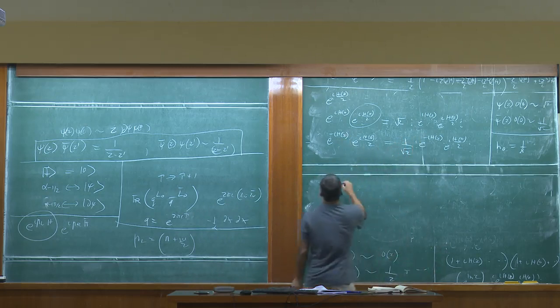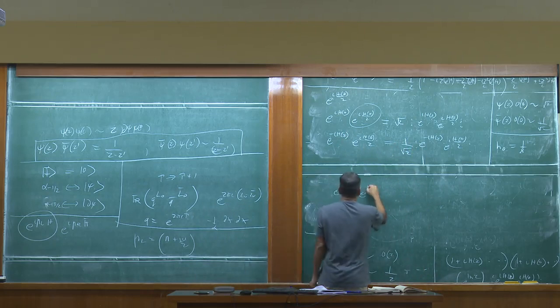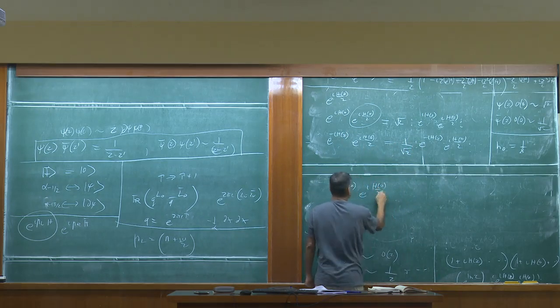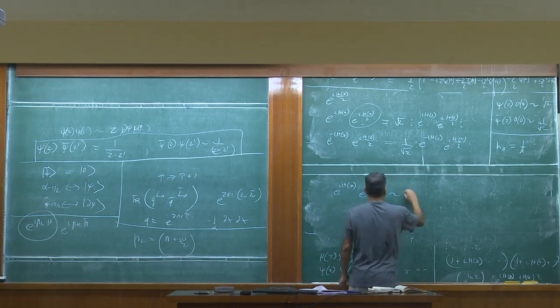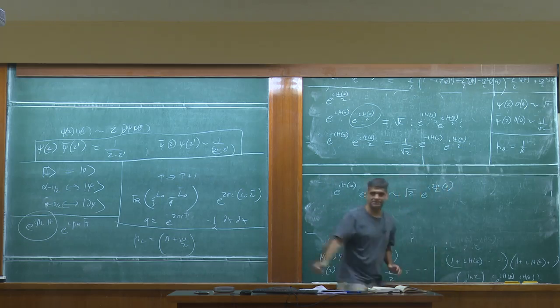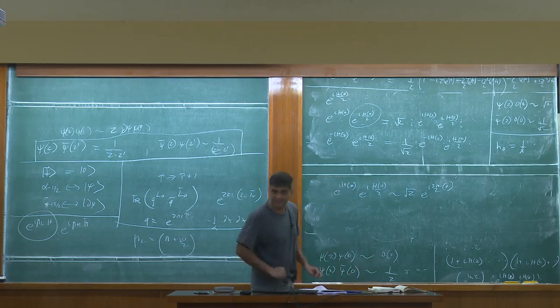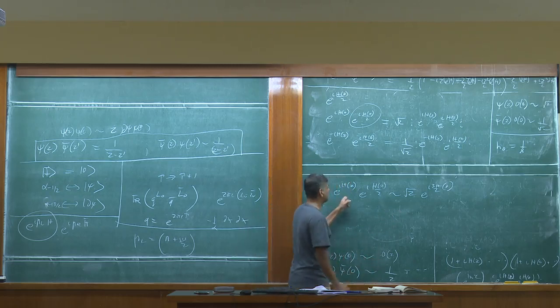Let's say that we have e to the power i h of z times e to the power i h of 0 by 2 goes like square root z times the first operator, as we saw, was e to the power i 3h by 2 of 0. This is the claim. Let's try to understand how that works. Okay, how does this work with dimensions?